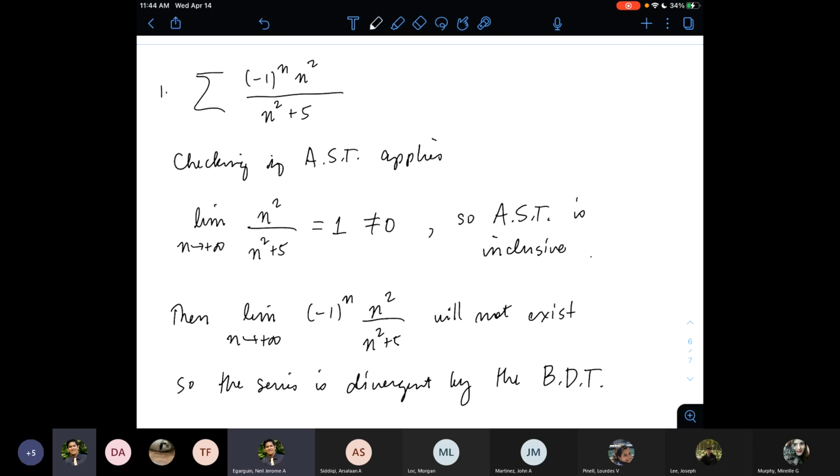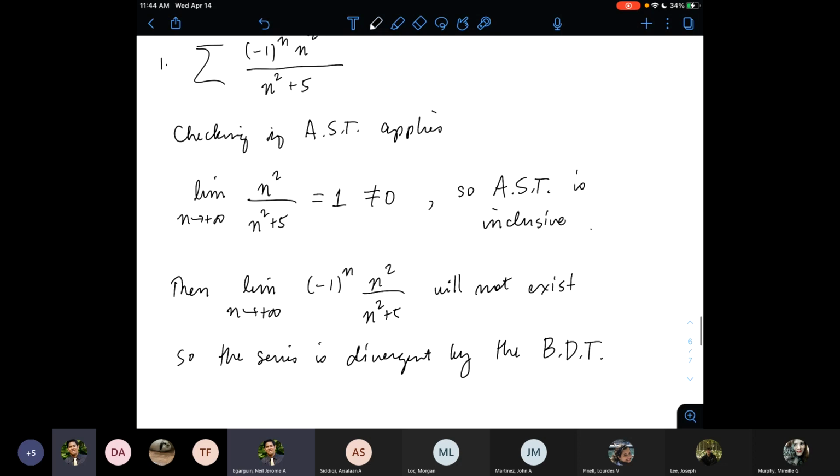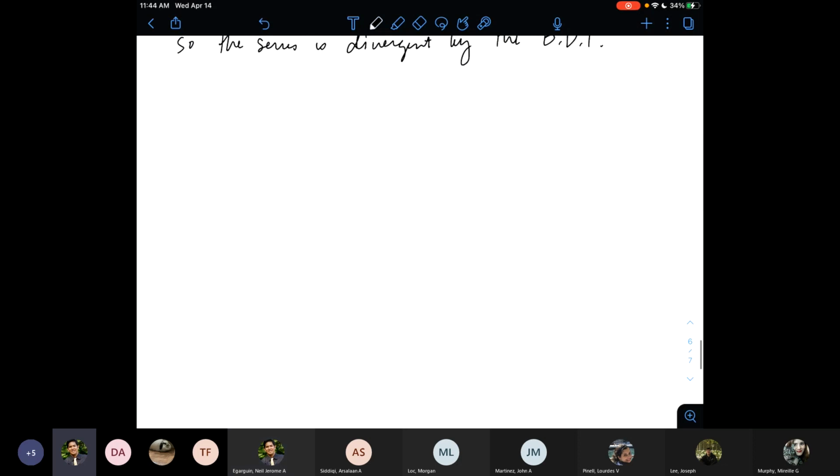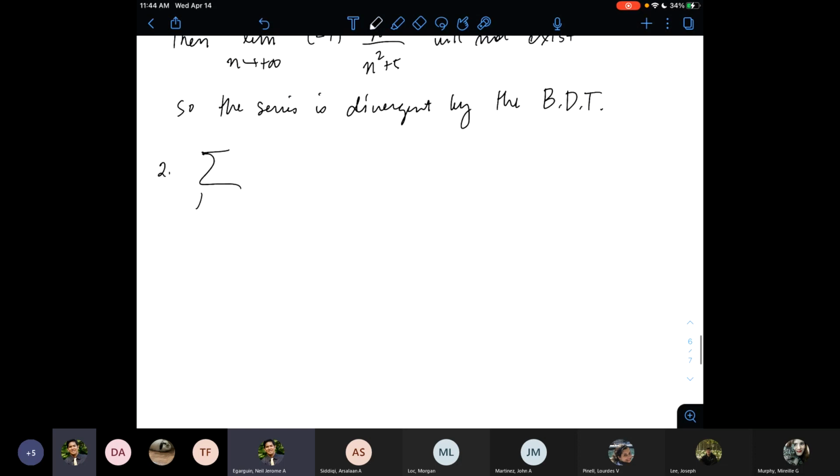All right, is that good? Let's try another example. Let's try the summation from k equals 2 to positive infinity of cosine k pi all over root k.